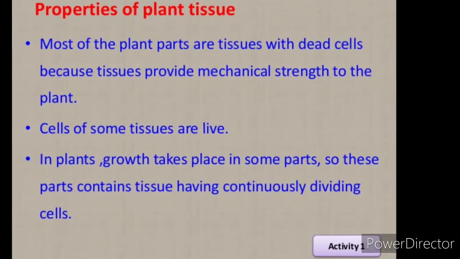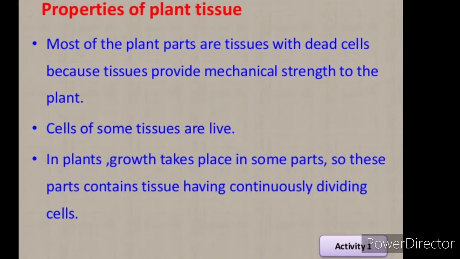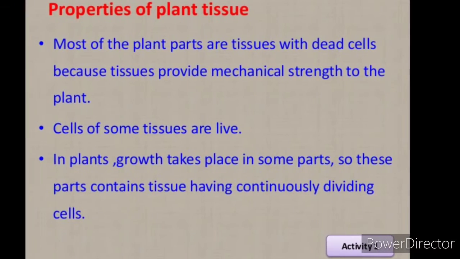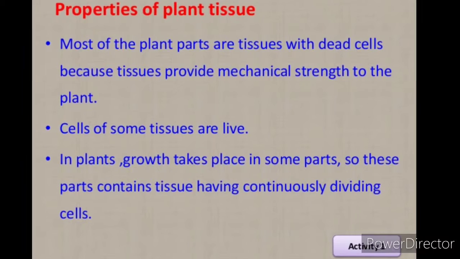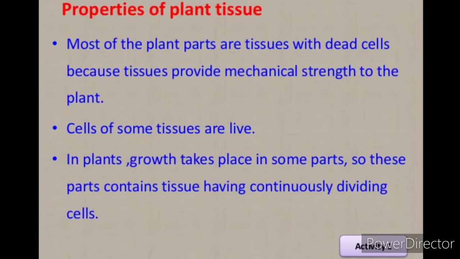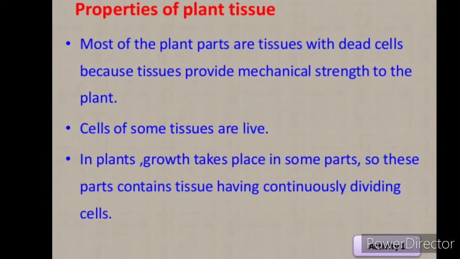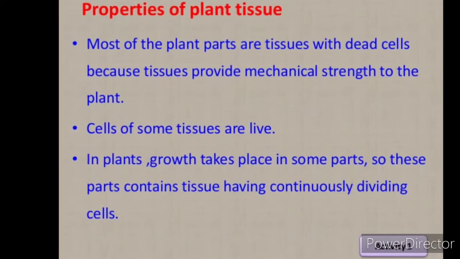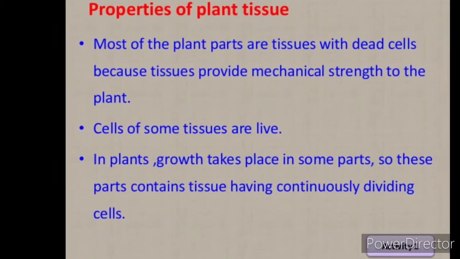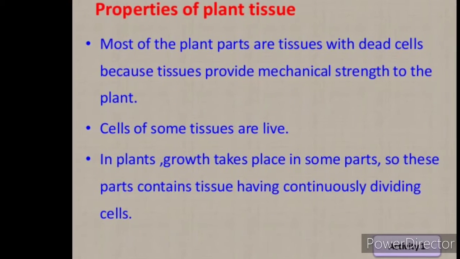Properties of plant tissue. Most of the plant parts are tissues with dead cells, because such tissues provide mechanical strength to the plant. In some parts of the plant, growth takes place, so these parts contain tissues having continuously dividing cells.